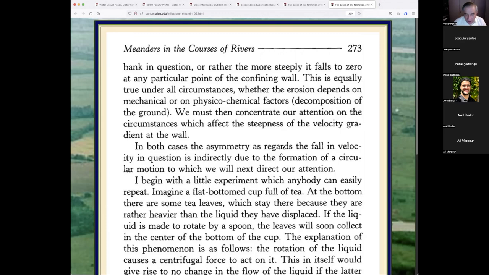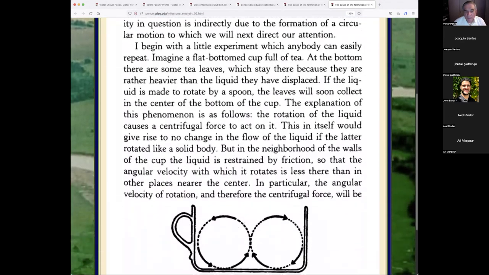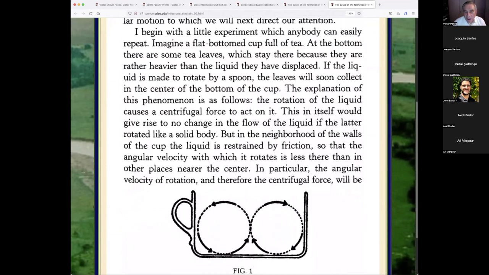Okay, I begin with a little experiment anybody can easily repeat. Imagine a flat-bottomed cup full of tea. At the bottom, there are some tea leaves, which stay there because they are rather heavier than the liquid they displaced. If the liquid is made to rotate by a spoon, the leaves will soon collect in the center of the bottom of the cup. The explanation of this phenomenon is as follows. The rotation of the liquid causes a centrifugal force to act on it. This in itself would give rise to no change in the flow if the latter rotated like a solid body, but it doesn't. It kind of deforms because it has shear.